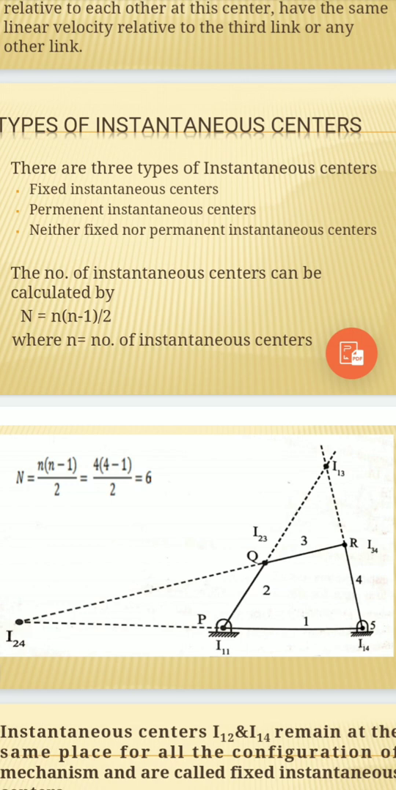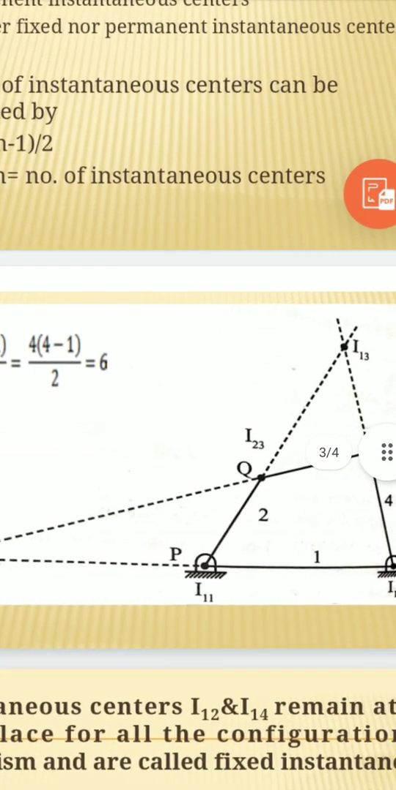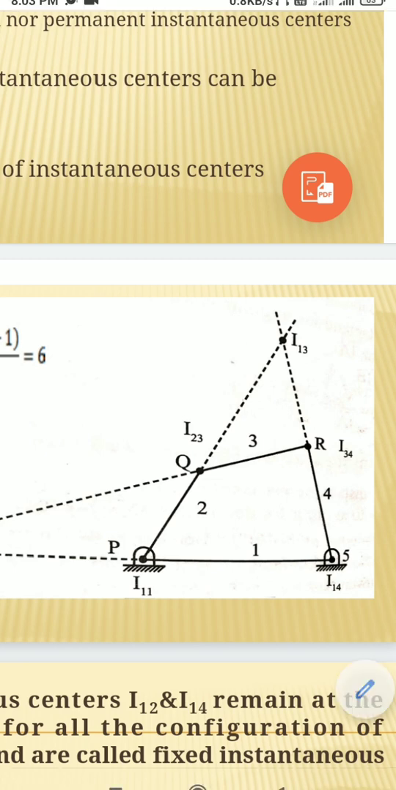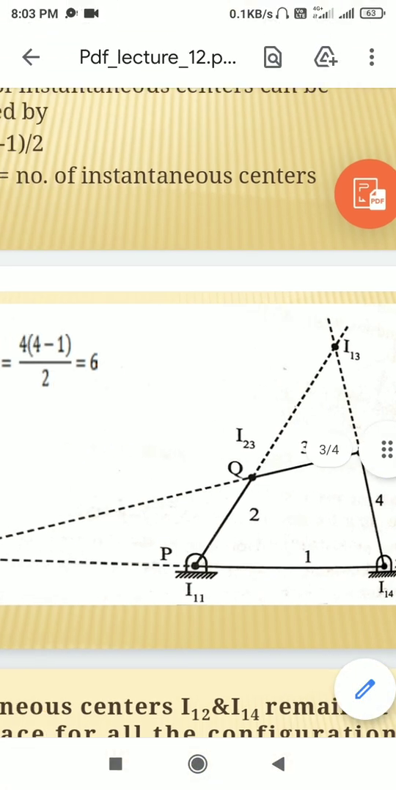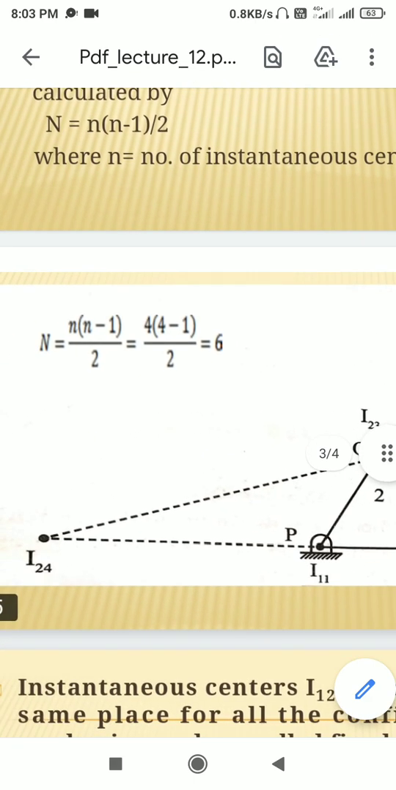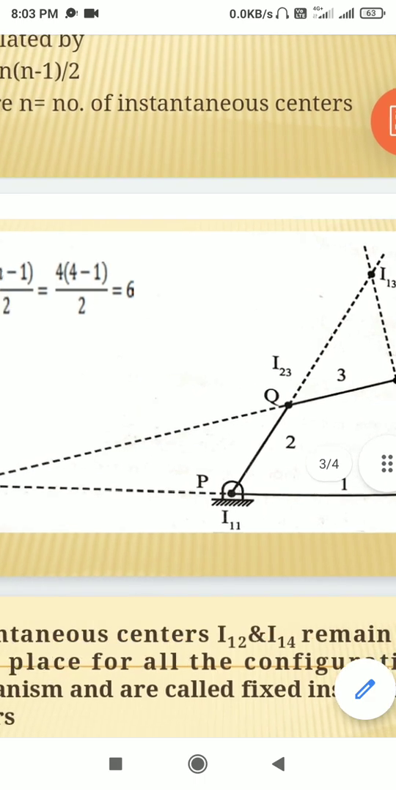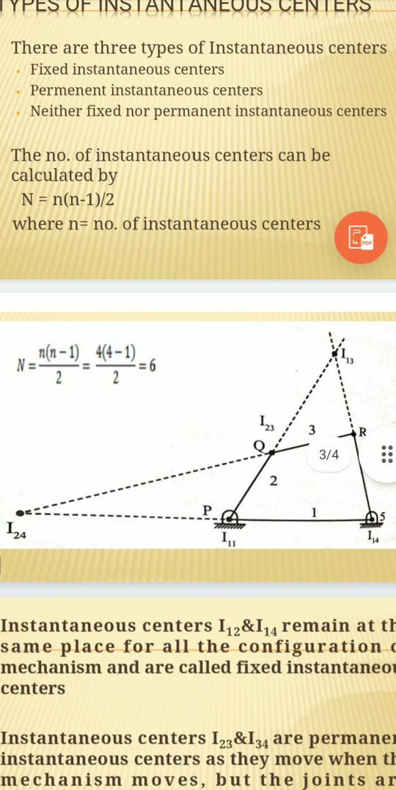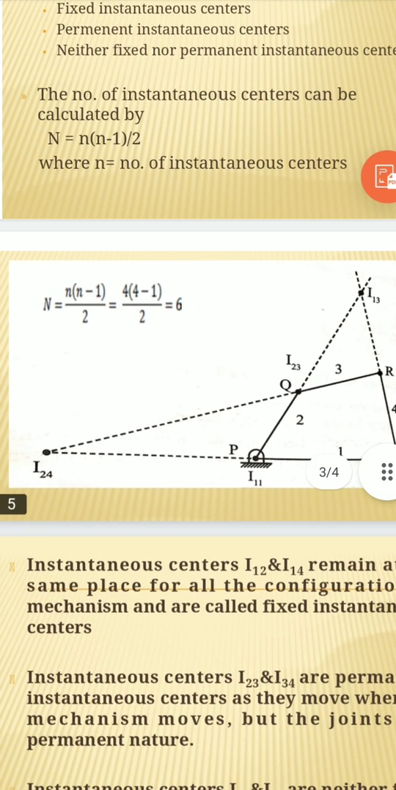As you can see here, we have I12, I14, I23, I34, I13, and I24. This is how we represent the instantaneous centers. Any instantaneous center is represented by, for example, I23 or I13, as shown in the figure.